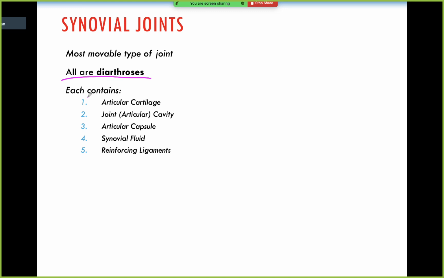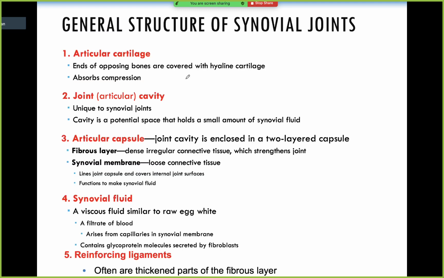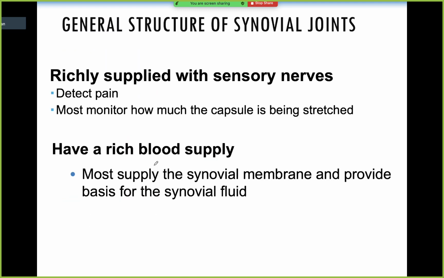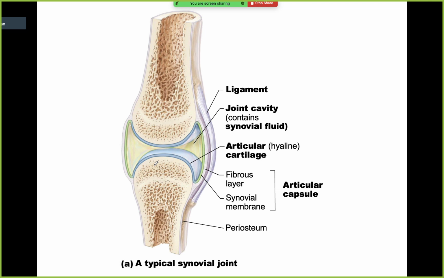Now, these 5 features are found in all synovial joints: articular cartilage, the joint cavity, the capsule, the synovial fluid, and the reinforcing ligaments. Now, what I'm going to go through before I go through this slide is this image, because I think it's important for you to picture what the joint looks like before I go into the details of what each thing is.